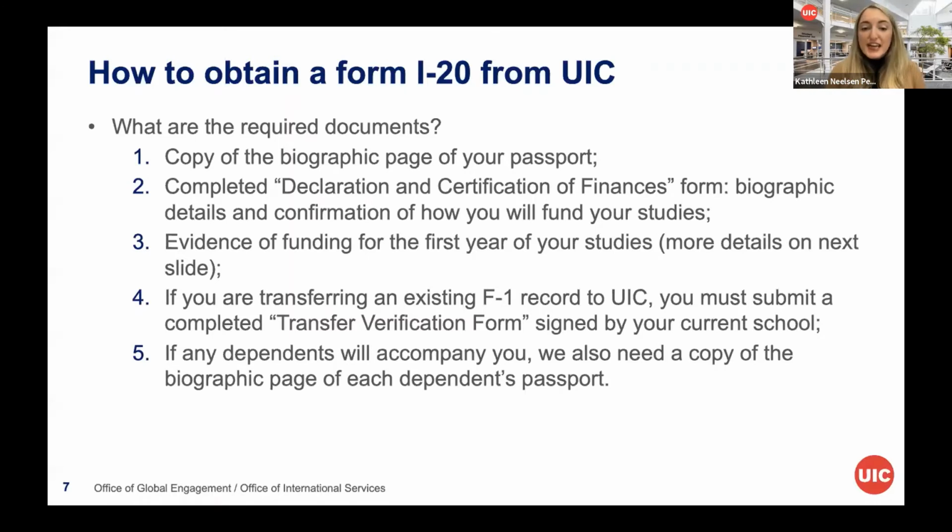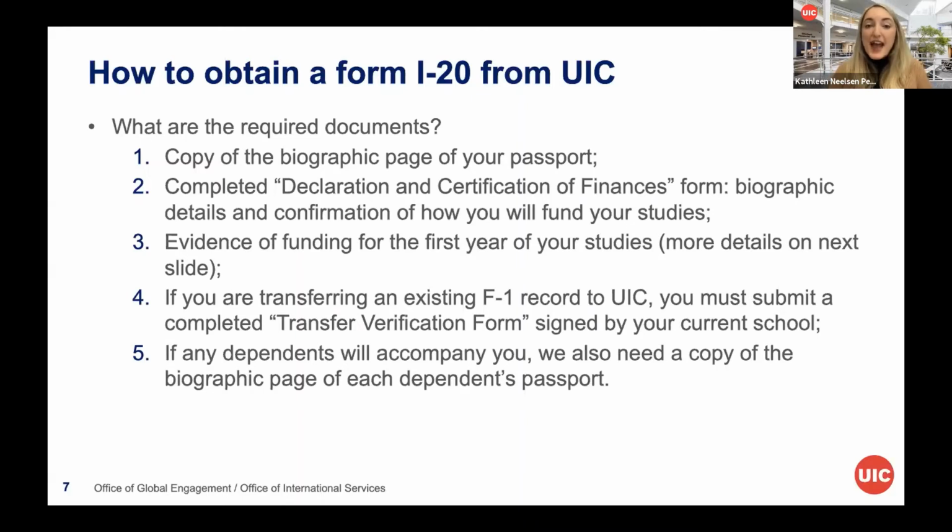If you're transferring an existing F1 record to UIC, so you're currently in the United States in F1 status, you can transfer that right on over to UIC. You'll have to submit a completed transfer verification form that will be signed by your current school. And again, upon admission, you would receive the link to that form.